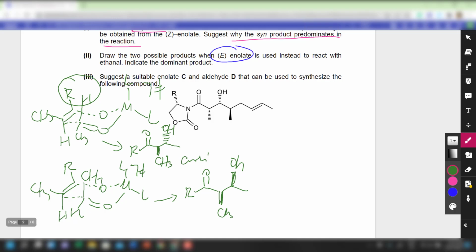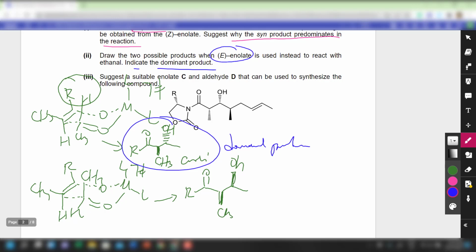So in our case here, the dominant product is the anti-product. So this is the dominant product. Some of you might ask, is this the only product? Or am I going to get a mixture? The truth is you will always get a mixture. Why is it that you will always get a mixture?